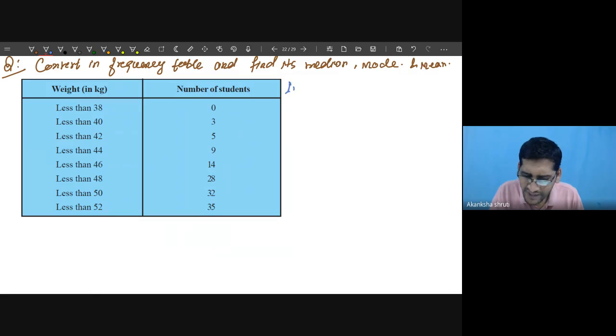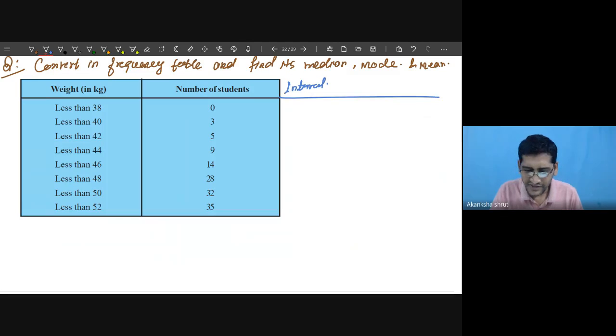The interval that I am writing, after this we will end the class. The interval that we want to write, then we will write the frequency. Less than 38 is our 0. Then less than 40 is our 3. Means what is the interval? Or even just by observing this you can write. The gap is of 2 only. Okay, now 38 to 40 to 42 to 44. So you may start with 36 to 38.